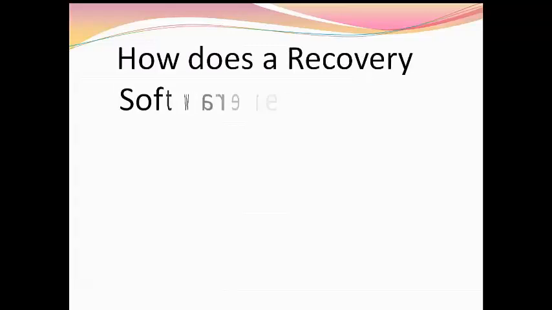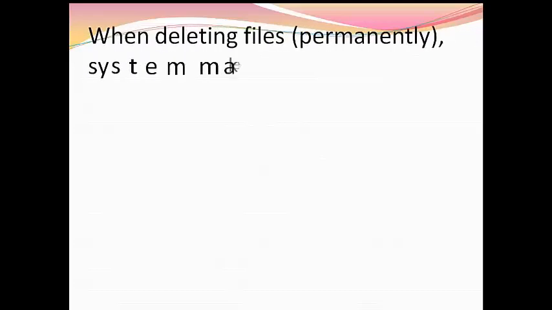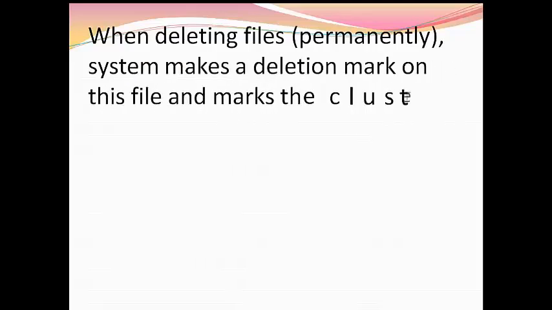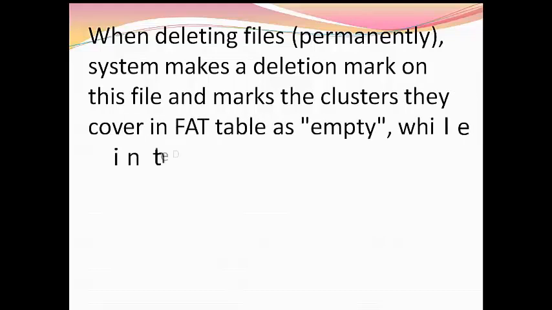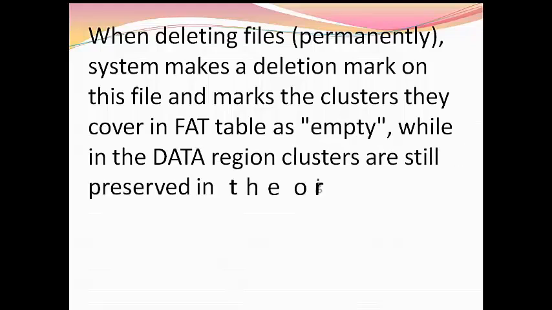How does recovery software recover permanently deleted files? When deleting files permanently, the system makes a deletion mark on the file and marks the clusters they cover in the file allocation table as empty. While in the data region, the clusters still preserve the original file content.